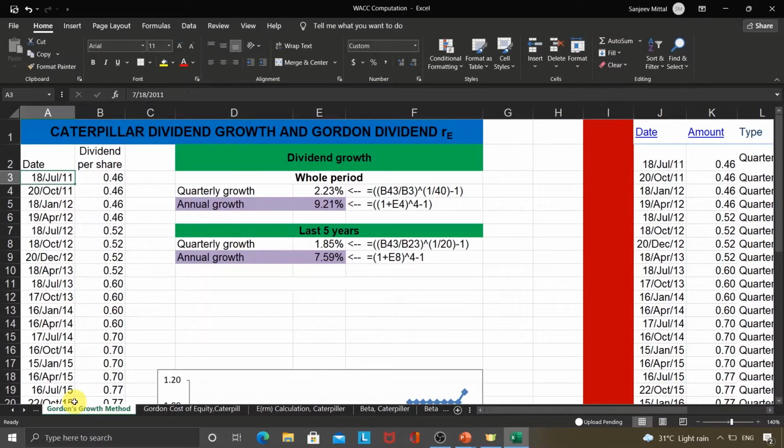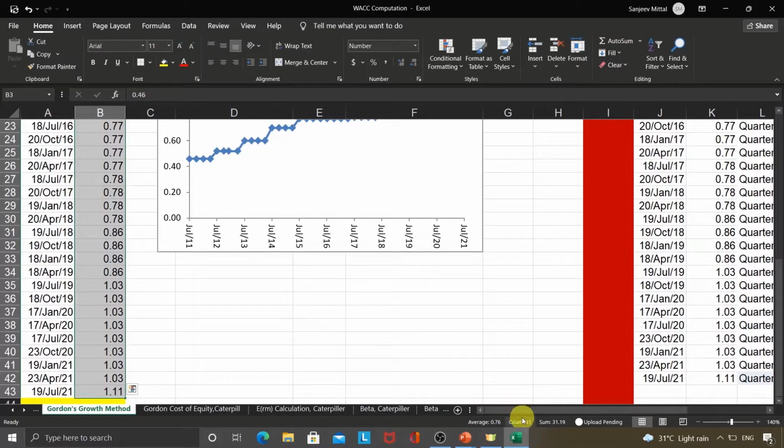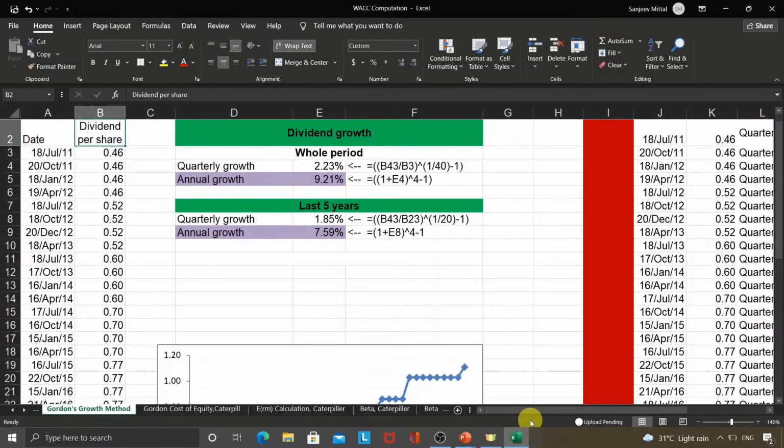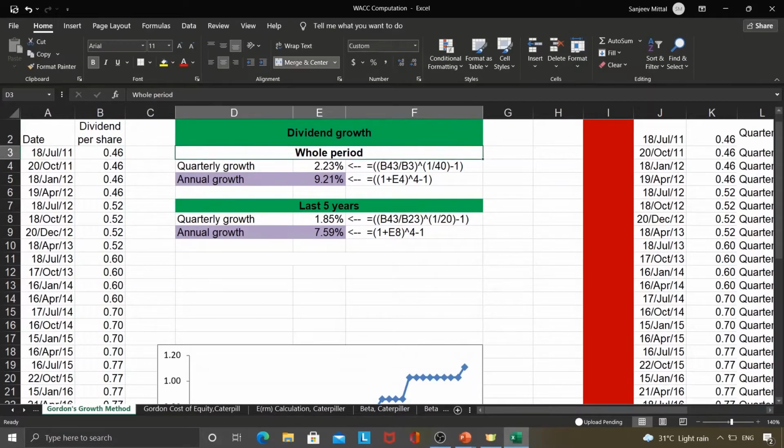In this period of 10 years, you can see that these details are quarter-wise. Dividend was paid in July, then October, then January, then April, then July, then October, then December, then April, and then July again. So the dividend pattern for Caterpillar is quarterly. There are a total of 41 times the company has paid dividend in the previous 10 years. So if I want to calculate the quarterly growth rate, how can we do that?